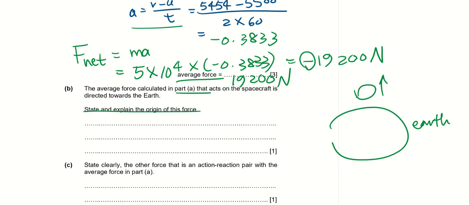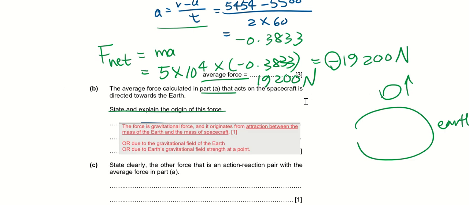The force is the gravitational force, and it originates from the attraction between the mass of the Earth and the mass of the spacecraft. Or it is due to the gravitational field of the Earth, or due to Earth's gravitational field strength at a point.